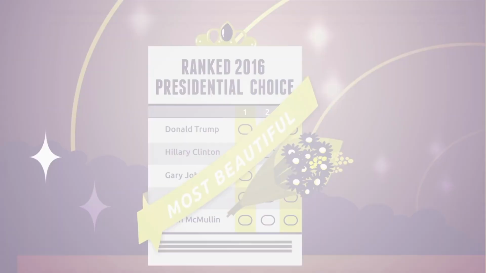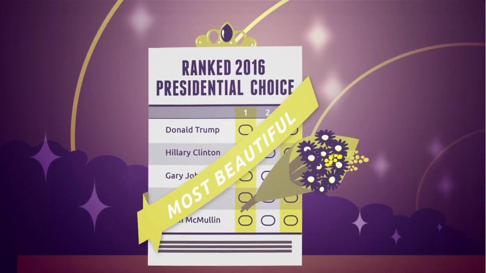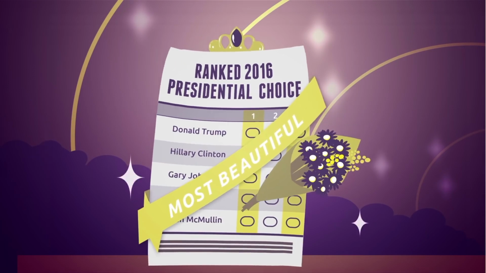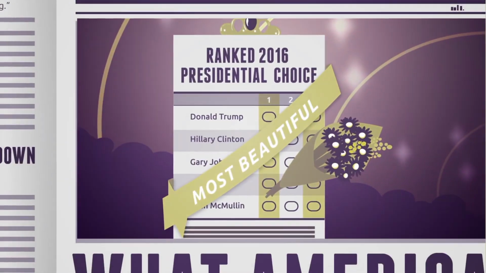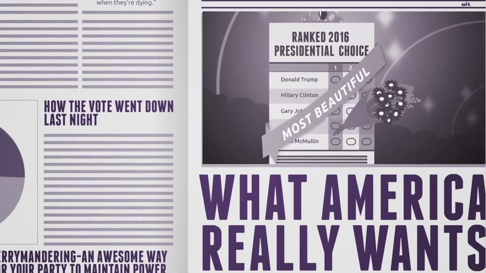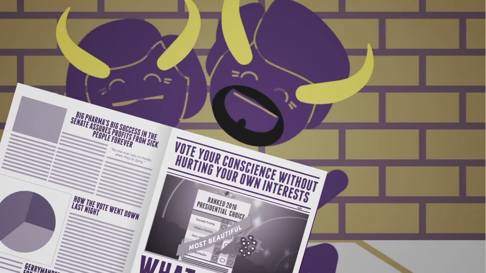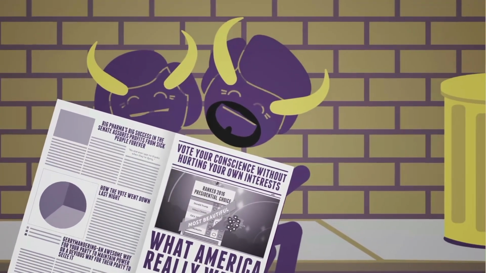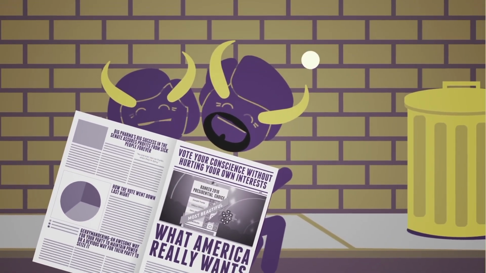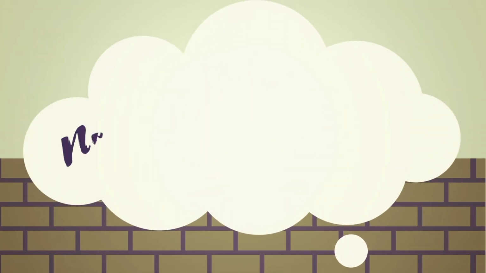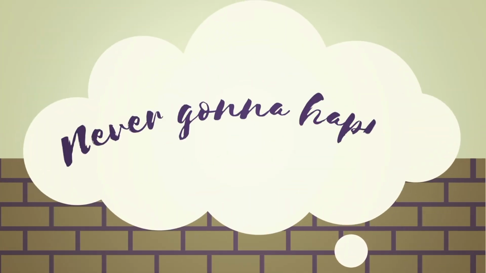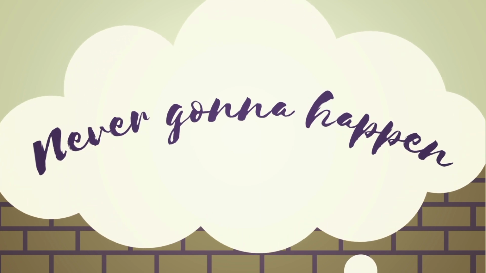The beauty of ranked choice voting is that it lets you vote for the candidates who most closely align with your values and gives America a much clearer picture of what the electorate really wants. No more settling for the lesser of two evils. You can vote your conscience without hurting your own interests. So now you're probably thinking, that sounds amazing, but that's never going to happen in the US. But here's the twist. It already has.